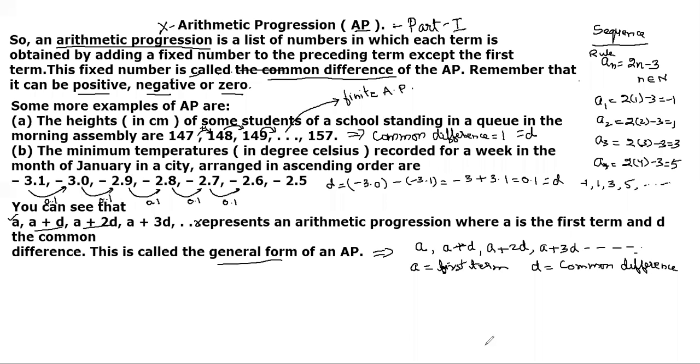Now we have exercise number 5.1. So I think you understood. Suppose I am writing 1, the first term. Now, if I add 3 in each term: 1 plus 3 is 4, 4 plus 3 is 7, 7 plus 3 is 10, 10 plus 3 is 13, 13 plus 3 is 16. Like this, we can have any AP.